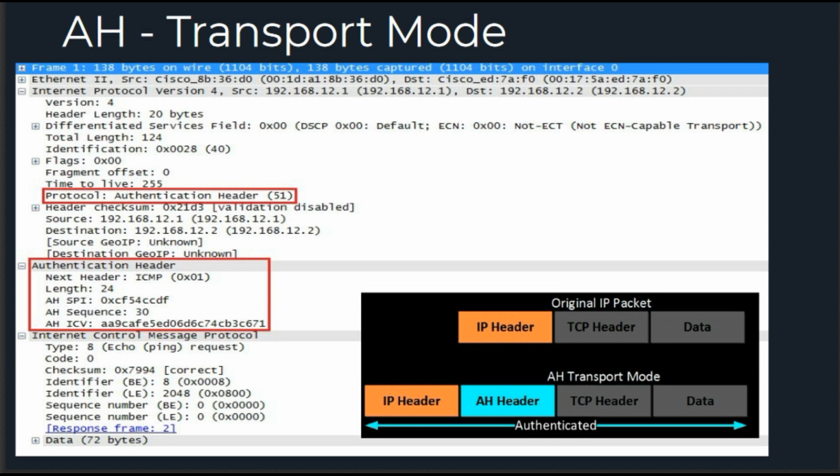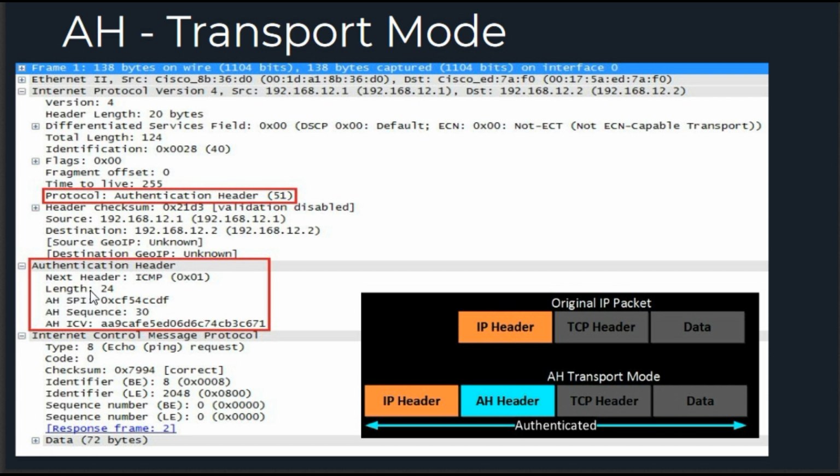So, authentication header in transport mode. Here is what that looks like in Wireshark. You can see the protocol authentication header between the IP header and ICMP header. This is a capture I took of a ping between two firewalls or routers. You can see that the authentication header uses 5 fields: next header, length, SPI, sequence, and integrity check value. The next header identifies the next protocol. Here is the example, ICMP.